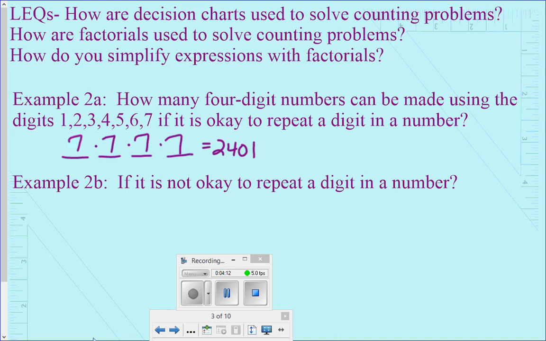Okay. This time, we're not allowed to repeat digits. So still 4 decisions, 4 events. Still 7 choices for the first one, but then I can't repeat. So that's going to be a 6 and a 5 and a 4. And I'm going to multiply. And when I do that, I get 840.